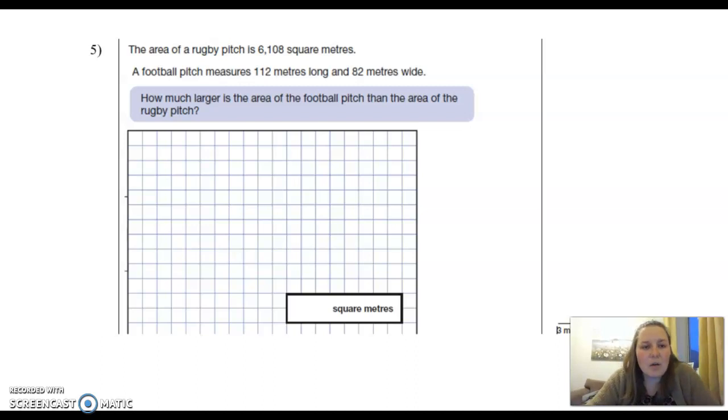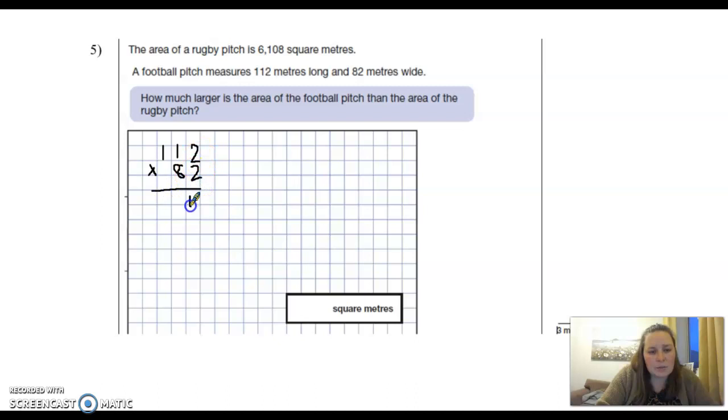Now, the area of a rugby pitch is 6,108 square metres. A football pitch measures 112 metres long and 82 metres wide. How much larger is the area of the football pitch than the area of the rugby pitch? So the first thing that we need to do is work out the area of the football pitch. So we've got the length and the width. We remember our formula, length times width, and we would have to do 112 times 82. So that's your first calculation.